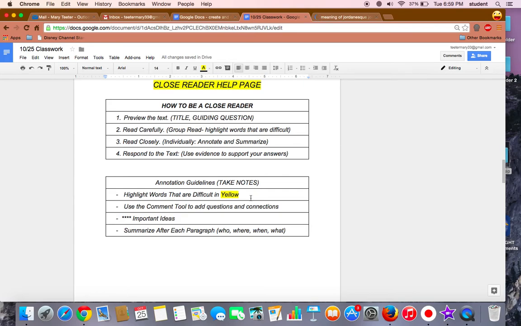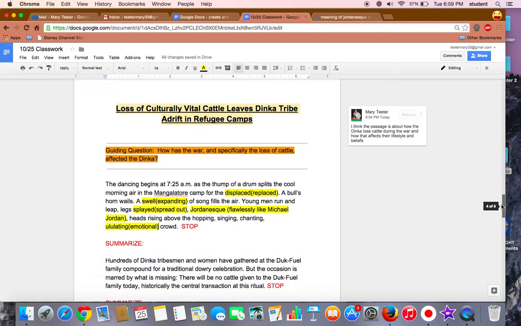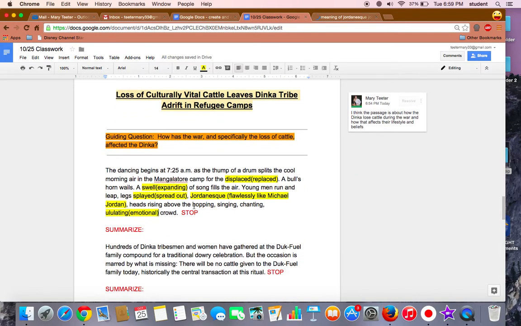Keep in mind, when you annotate each section of the text, you may not have to use all of these tools. If I read this and I don't have any comments or questions, you don't have to have it. Or if I don't see any important ideas, you don't have to have stars. But overall, throughout the entire passage, I should have at least one of each of these. So I'm going to go back and I'll reread it.